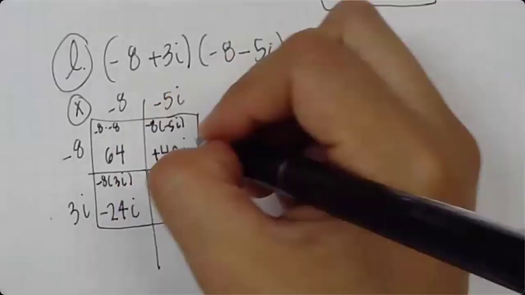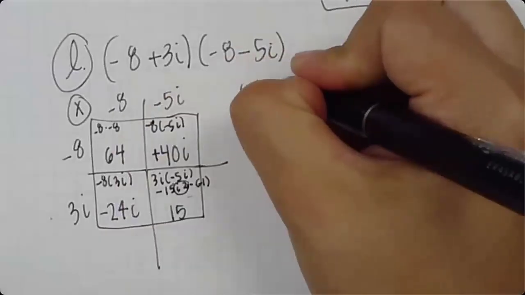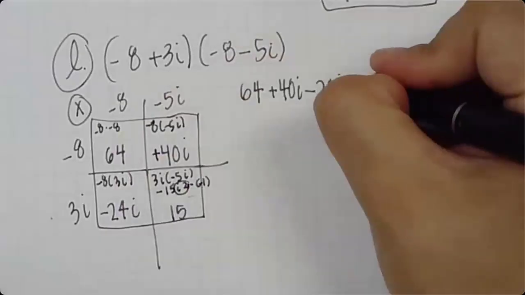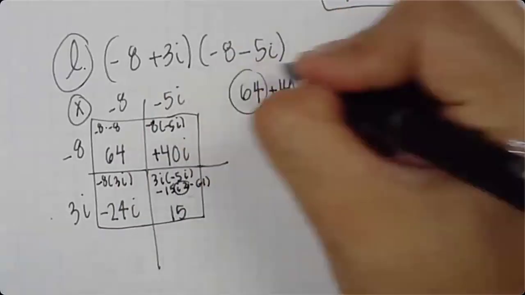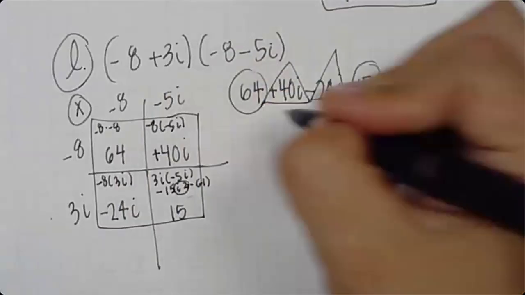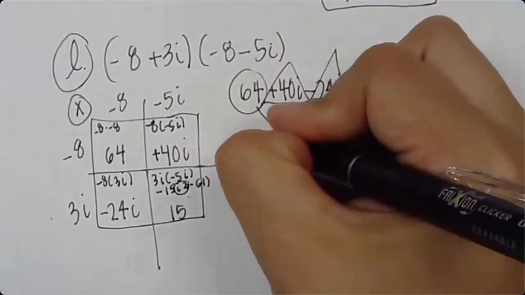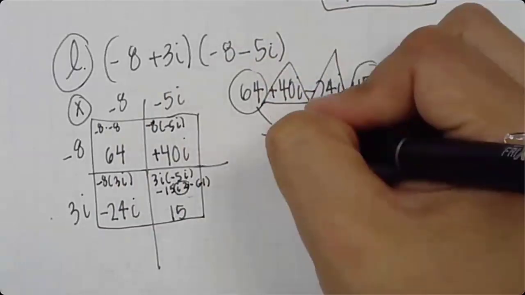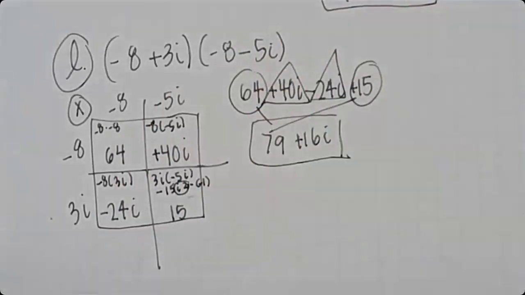Now I can put all the numbers in my boxes into an expression. 64 plus 40i minus 24i plus the 15. I can combine like terms, 64 and 15, and then the i's together. So 64 and 15 give me 79, plus 40i minus 24i gives me a plus 16i. That's my answer because it's in standard form.